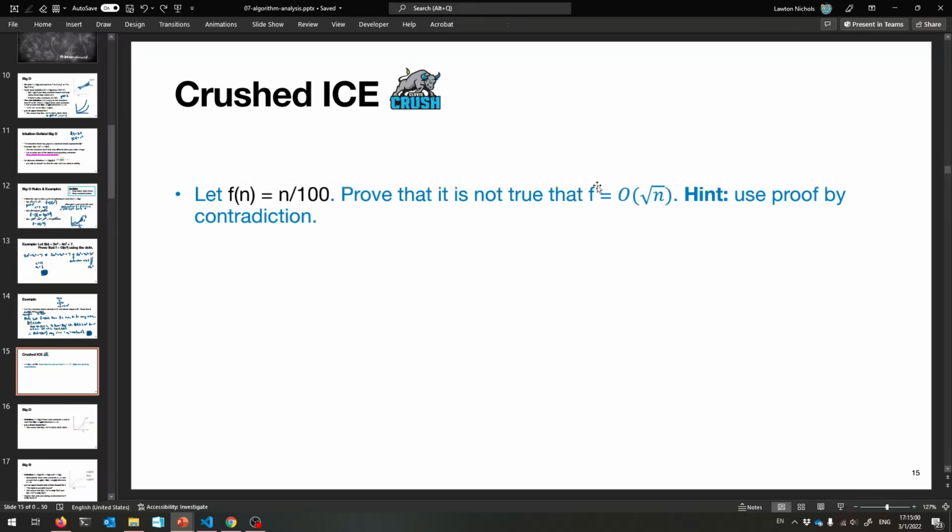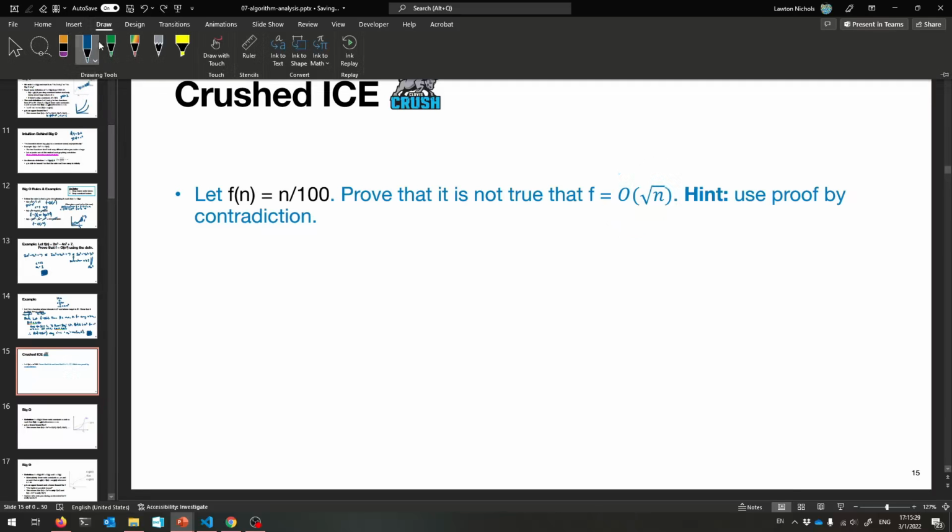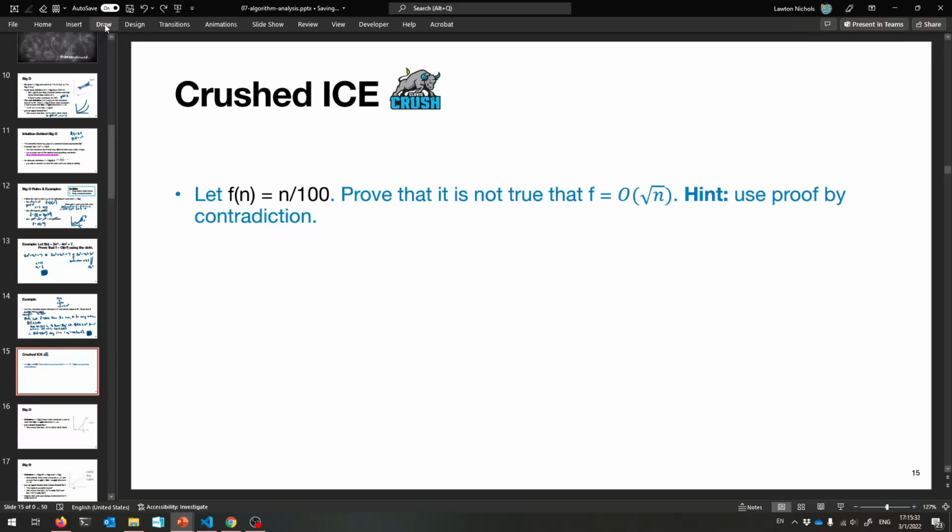Because this is like linear, and this is like n to the 1/2, right? Once I say that, it should kind of make sense, right? But you have to prove it really using the theory. So your hint is use proof by contradiction, okay? To prove that it's not true that f is bounded above, that f is big O of square root of n. So give that a try. It's a great practice example, and then I'll do it with you down here once you're back.